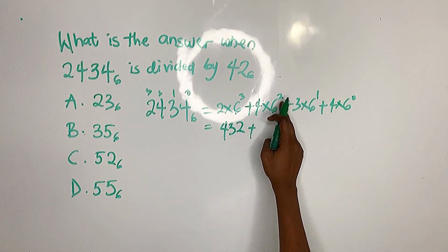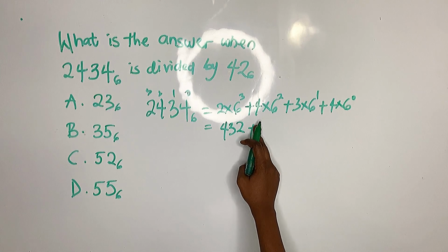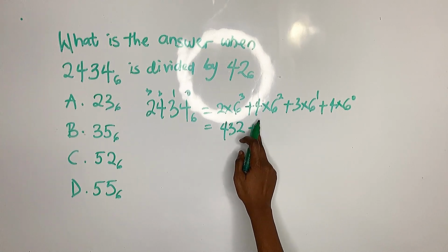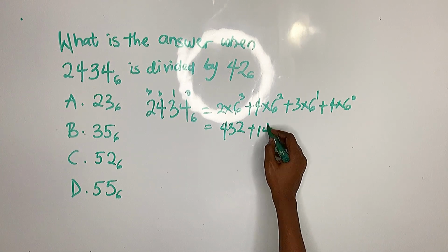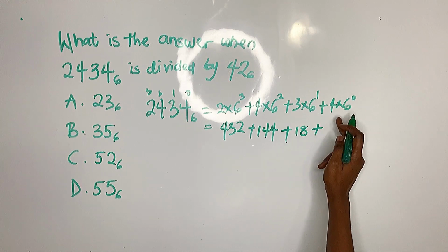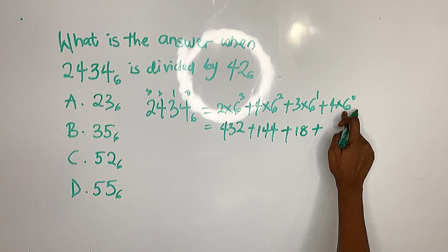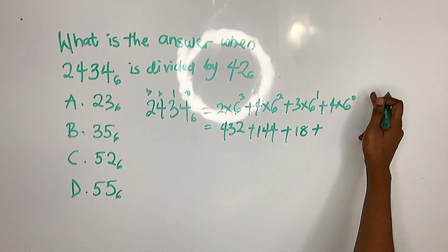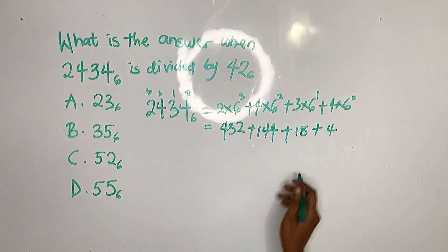Plus 4 times 6 squared, which is 36. 36 times 4 should be 72 times 2, which gives us 144. Plus 3 times 6 is 18. Plus 4 times 1. 6 raised to the power 0 is 1, because any number raised to the power 0 is 1. So this is 4 times 1, which is 4. Now let's add this up.